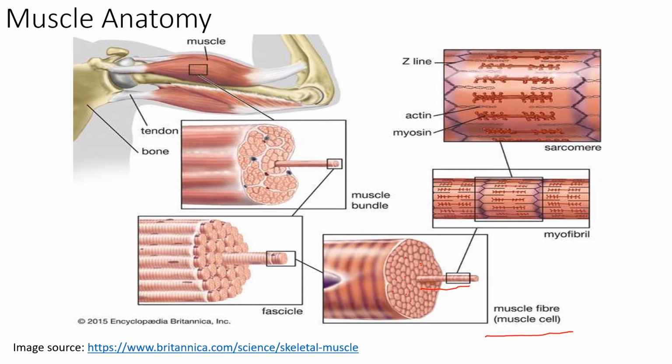The sarcomere is differentiated by something called a Z-line. So the Z-line is just a disc, like two discs on either end, like bookends, and they're going to separate our sarcomeres from each other.